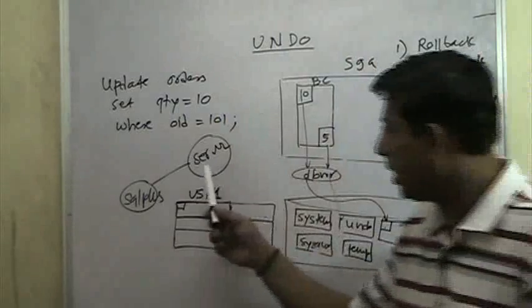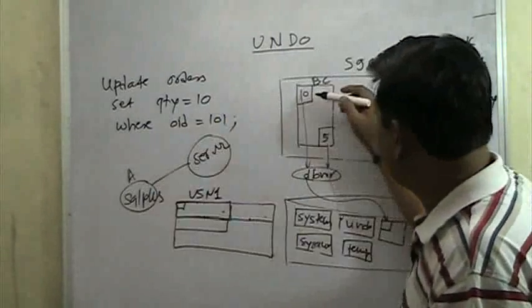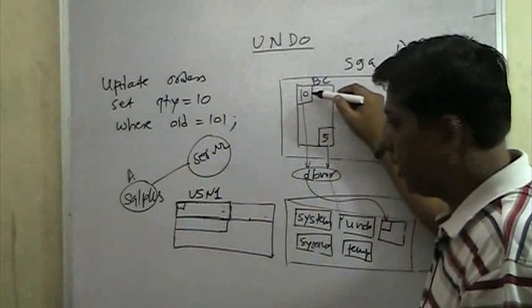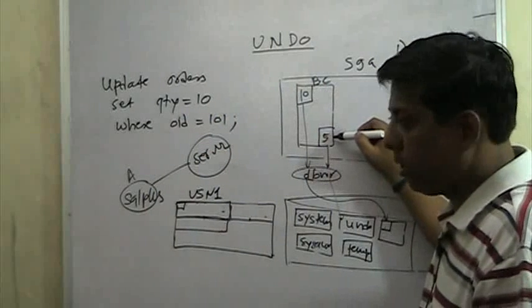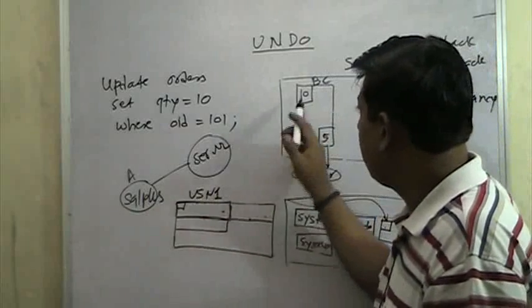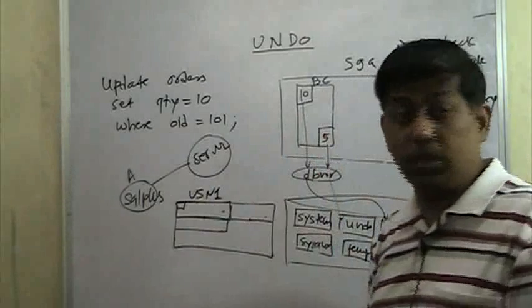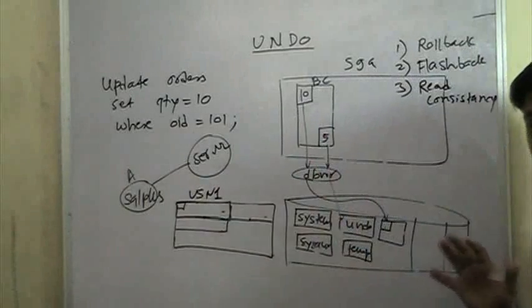So let us say this is user A, who is connected to this dedicated server process. He has updated the original value of 5 to 10. This is the undo block, the undo buffer for that. If he selects from the same table, he will see 10. It is his own uncommitted data, so you can see your own uncommitted data. That is absolutely fine.